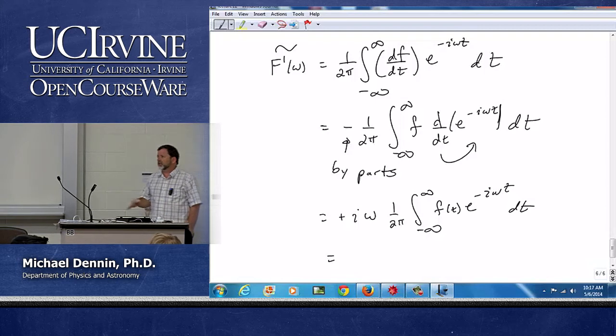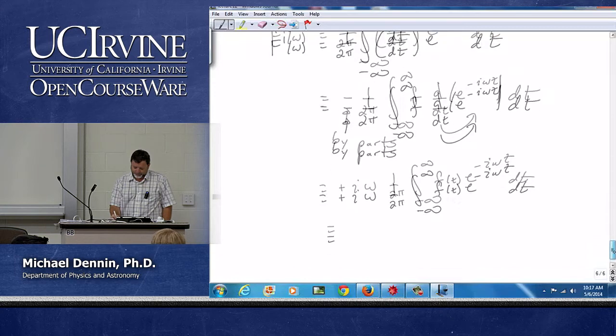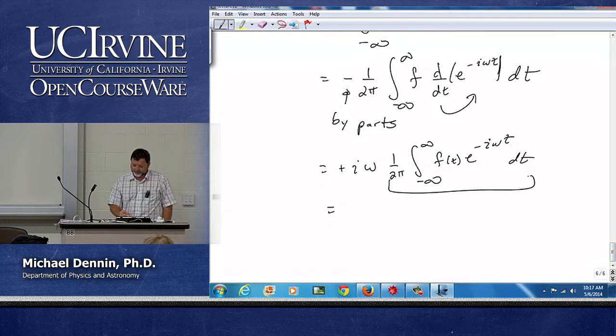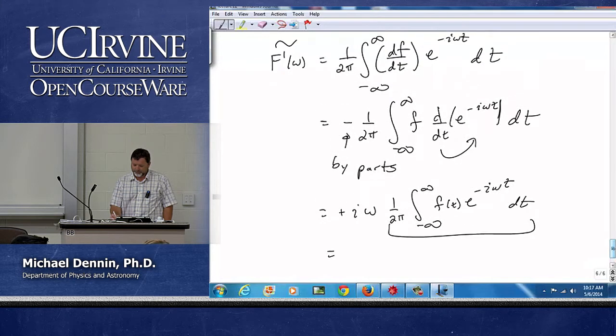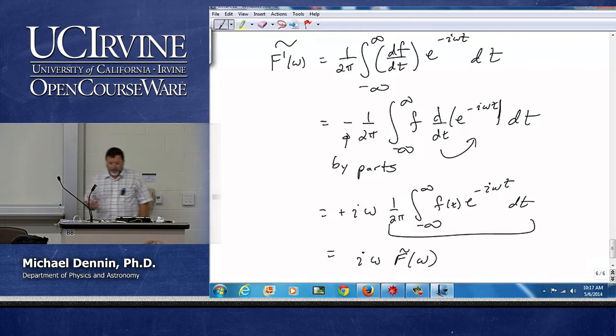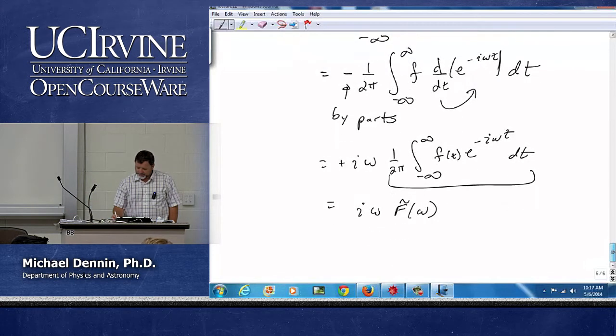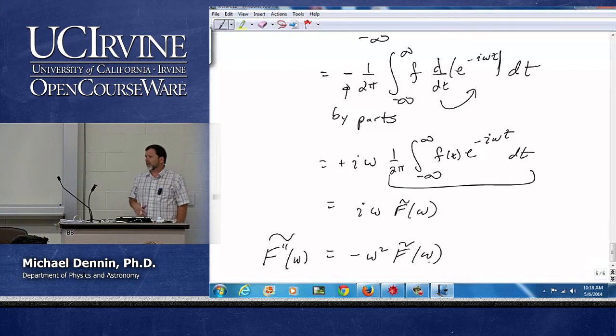Yeah, if you were looking at a more general set of mathematical problems, you'd have to worry about possible problems there. Now, what is this? Fourier transform of f. So I've just got i omega f tilde of omega. And having done that, what would you expect for the Fourier transform of the second derivative? Negative omega squared f tilde of omega, because you're just going to bring down another i omega.